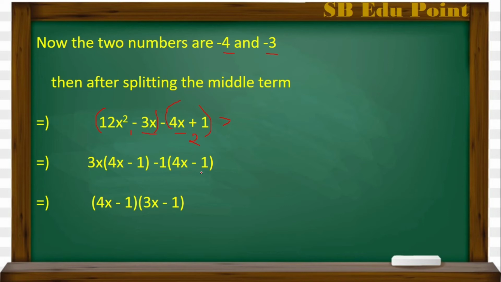So if I talk about factors, factors are the multiplication of two terms. So I can say that further we can't reduce these two brackets. So these are my two factors for the quadratic equation 12x squared minus 7x plus 1. And my two factors are 4x minus 1 and 3x minus 1.